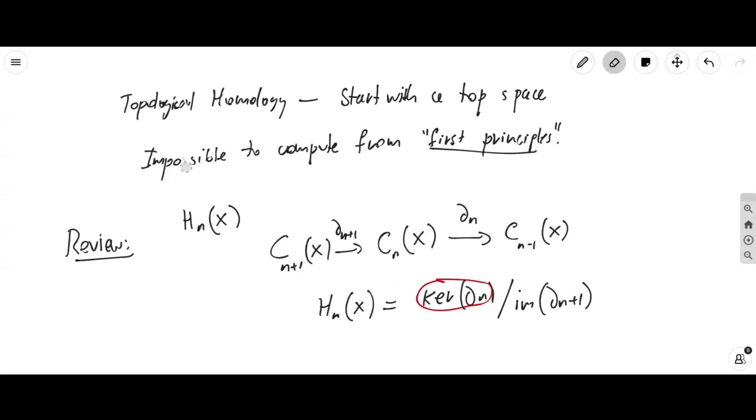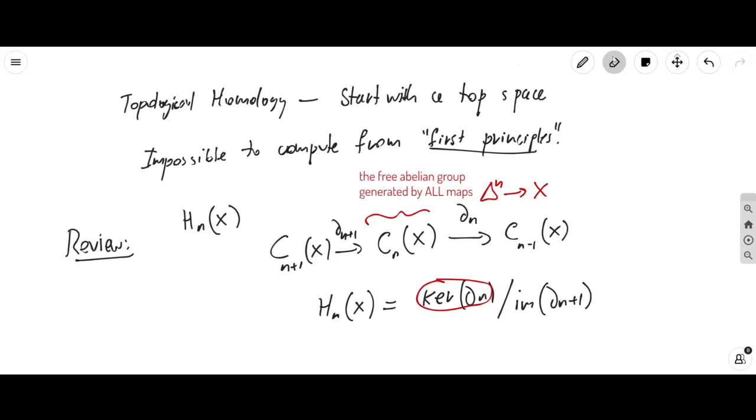The reason why these are impossible to compute from first principles is because this group over here is the free abelian group generated by all continuous maps from the n-dimensional geometric simplex into X. There's an infinite number of such mappings, an uncountable number, so it's just infeasible. The advantage, of course, is that it's topological. You can do this with any topological space.